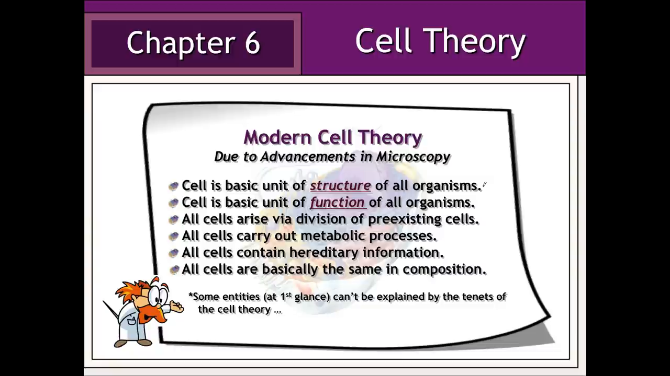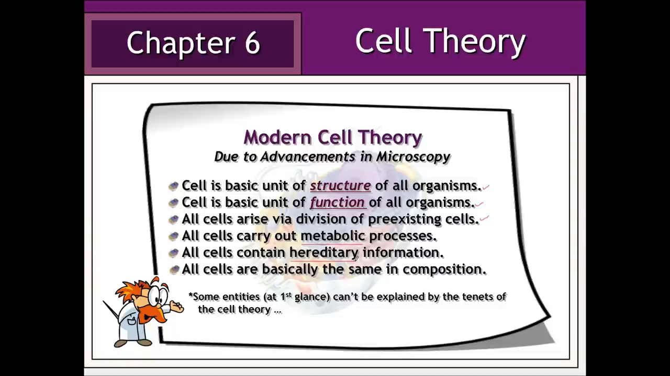The modern cell theory is the result of the aforementioned advancements in microscope technology since the 19th century. And as you can see, it preserves the three basic tenets proposed by Schleiden, Schwann, and Virchow. It also adds that cells carry out a metabolism, which involves a series of chemical reactions which are vital to sustaining the cell's life functions. It also states that cells contain hereditary information, generally in the form of DNA.